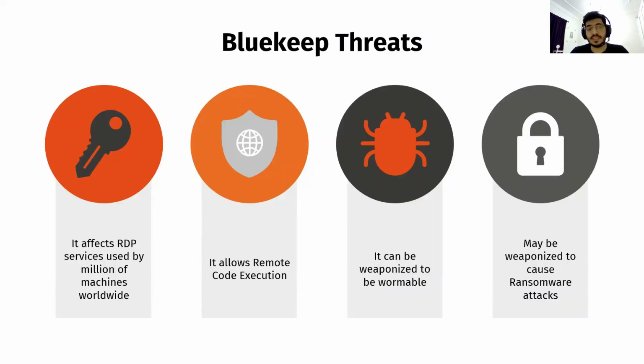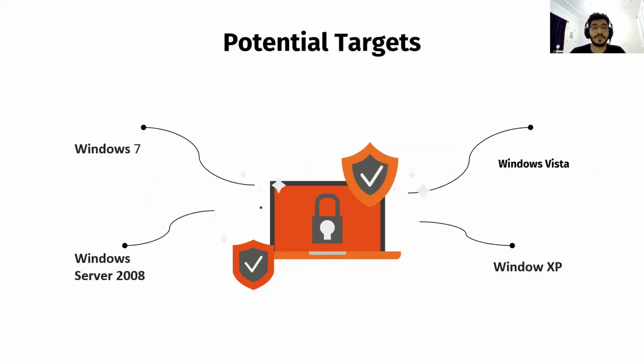Some Bluekeep threats. It affects RDP services, remote desktop protocol services used by millions of machines worldwide. It allows remote code execution. It can be weaponized to be wormable and may also be weaponized to cause ransomware attacks, which cost millions and millions each year. Some potential targets: Windows 7, Windows Server 2008, Windows Vista, Windows XP, and also Windows Server 2003.